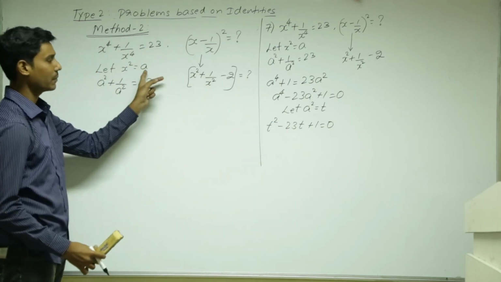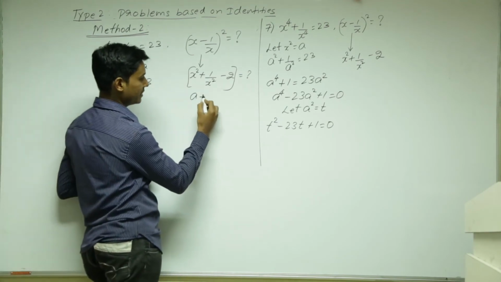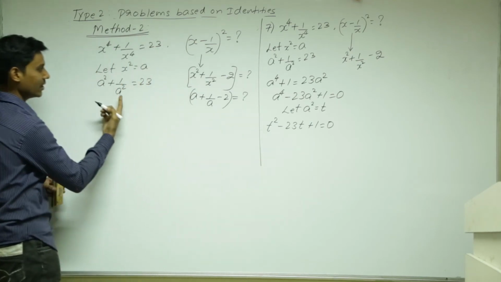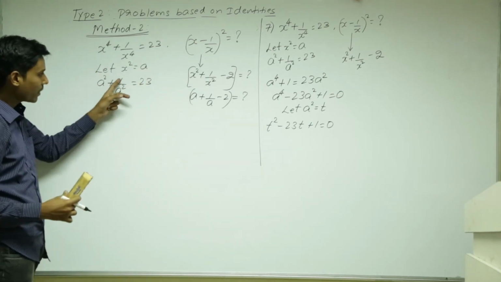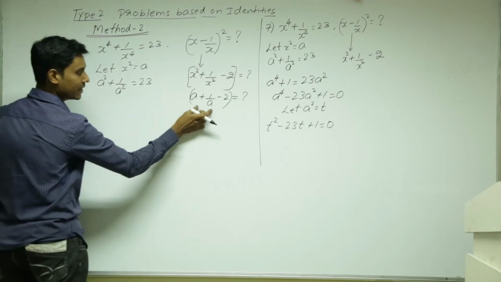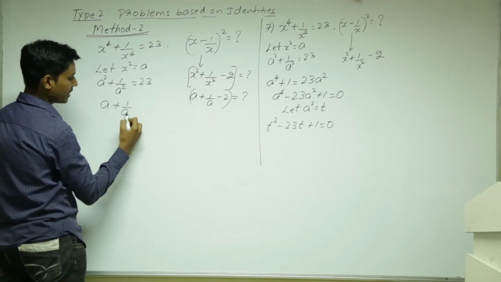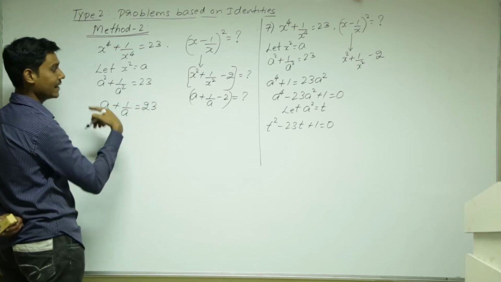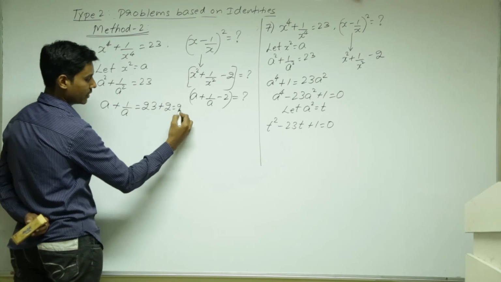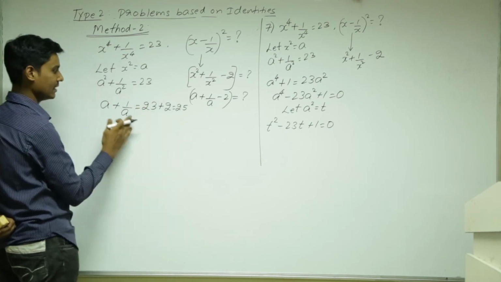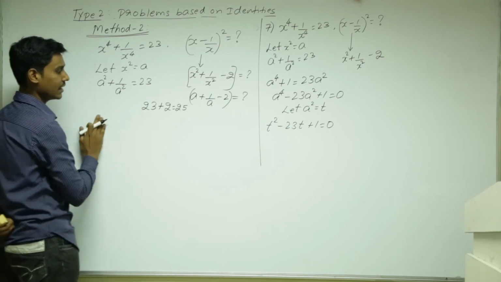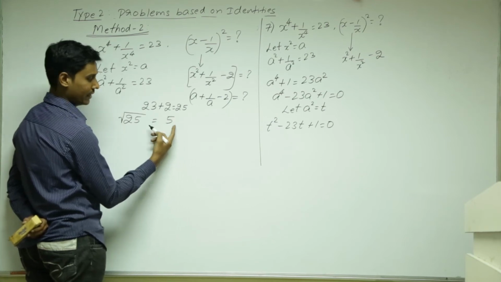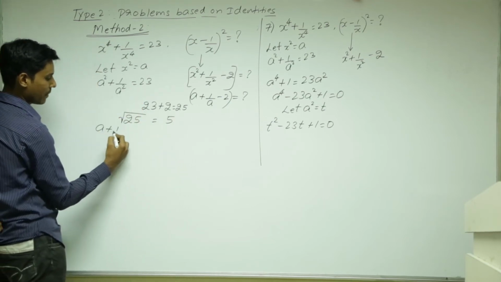But x square is nothing but a, right? So we need to find a plus 1 by a minus 2 value. We already know how to find it. When we know a square plus 1 by a square as 23, how do you find a plus 1 by a? Take the right hand side 23. Add 2 for it. If I add 2, it becomes 25. Then take the square root of it. What is square root of 25? 5. That means this a plus 1 by a will become 5.